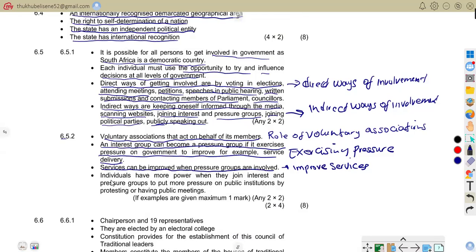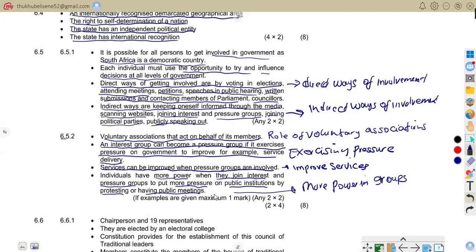Also, moving on, individuals have more power when they join interest and pressure groups to put more pressure on public institutions by protesting or having public meetings. So that is when you're talking about more power in groups, whereby individuals gain strength by joining. For example, students uniting in a protest for reduced fees. So that is that.